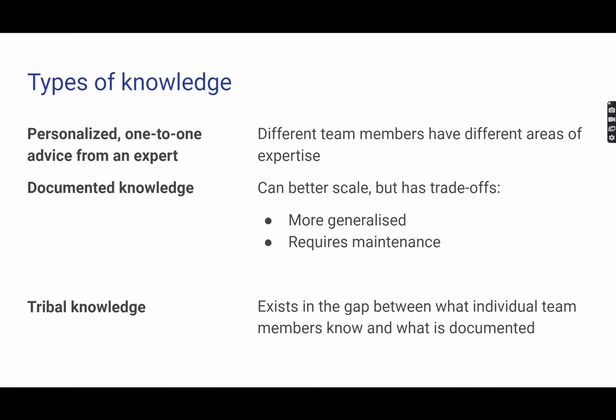But the knowledge takes different forms. It can be personalised, which is the most powerful, but it doesn't scale very well because you can't have one person talking to everybody in the organisation about their subject. Documenting that knowledge is certainly scalable, but it tends to be drawn down to a common denominator, so it's often not specific to a particular person's problem. And then there's tribal knowledge, which is things that aren't written down but are generally known across the team.